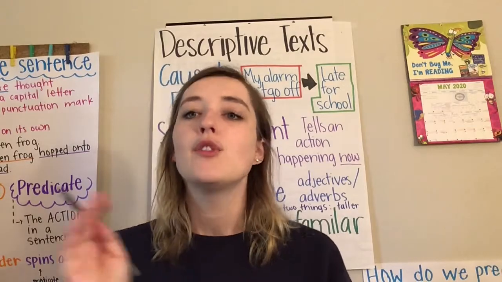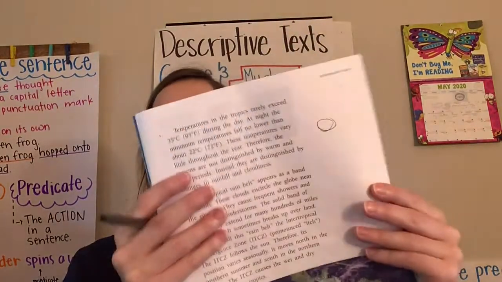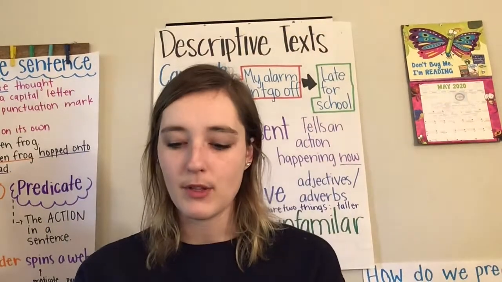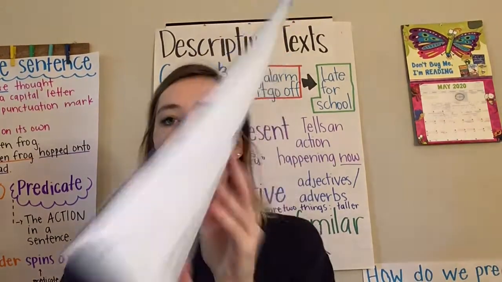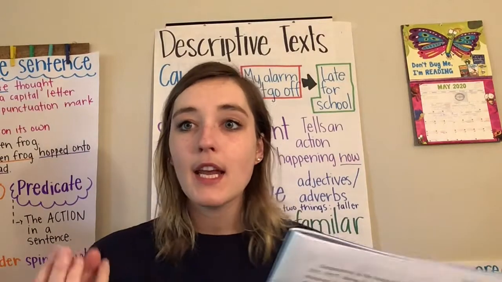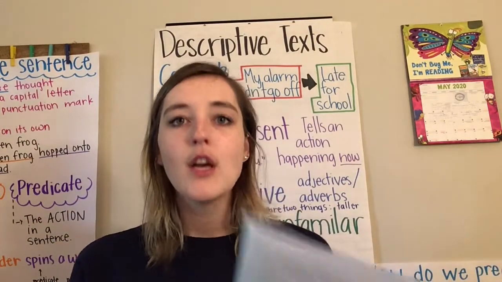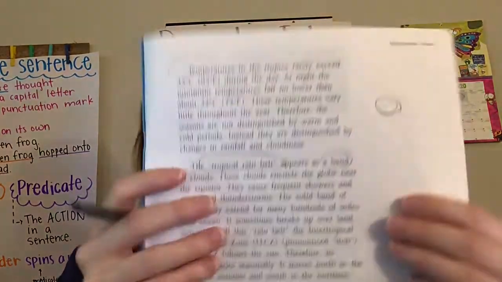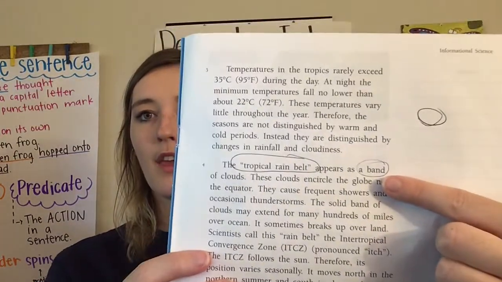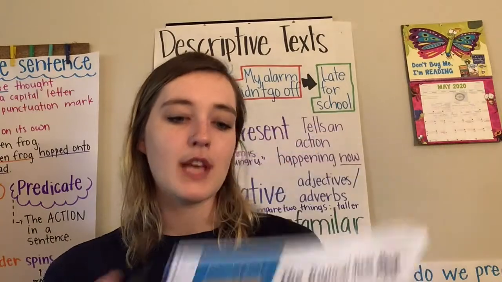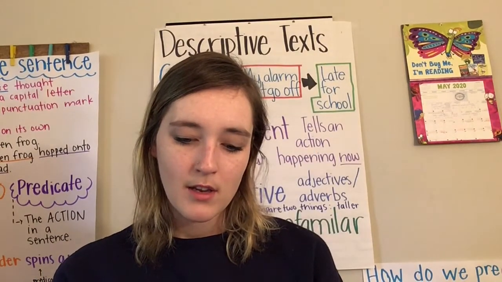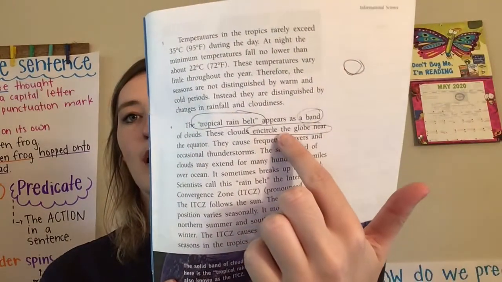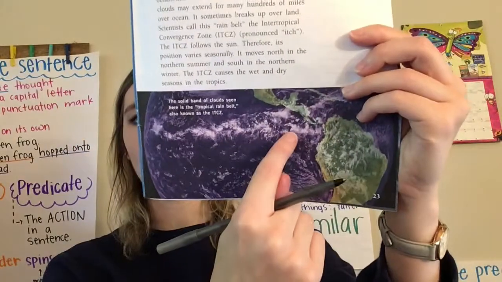Okay, so our unfamiliar thing that we're talking about is the tropical rain belt. So I'm going to circle that. That's the unfamiliar thing. Now what they've done in our text is they've compared it to something that appears as a band of clouds. So circle band. And then they say these clouds encircle the globe near the equator. And we can actually see a picture down here.